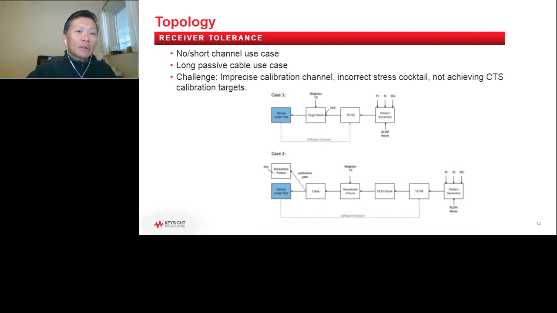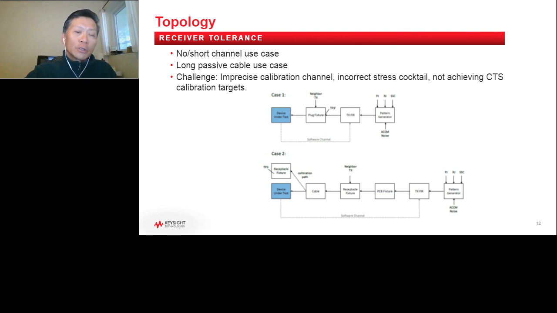Just like the transmitter, there are two use cases for the receiver: the no or short channel use case and a long channel use case. So what is the no or short channel use case? A perfect example is if someone was to connect a very small USB4 memory stick to your host. In this case, it's a no or short channel use case. Another example would be if a customer connected an active cable, either one with a redriver, retimer, or optical, to your product under test. In that case, it would also be a no or short channel use case.